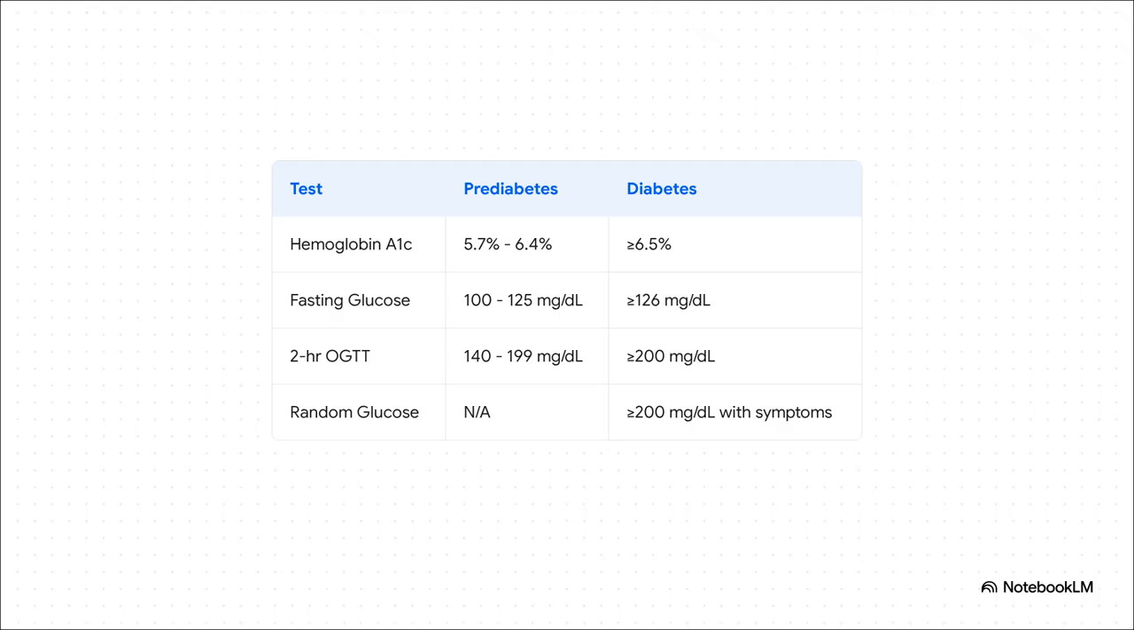Now, there is one big exception. If you have a patient with those classic symptoms, drinking tons of water, peeing all the time, and their random glucose is 200 or more, that's it. You've got your diagnosis, no confirmation needed. And remember, our whole goal is to bring these numbers down safely, always walking that fine line to avoid pushing them too low and causing dangerous hypoglycemia.